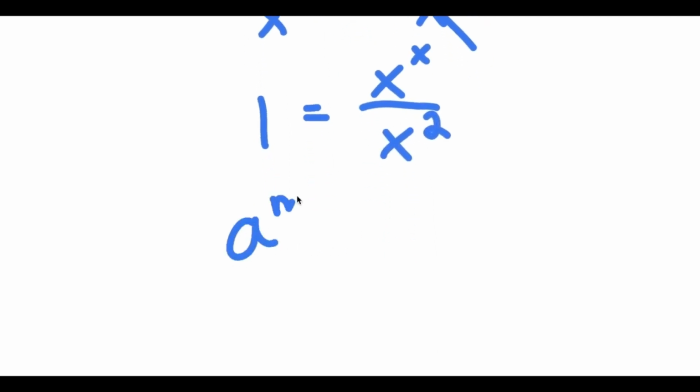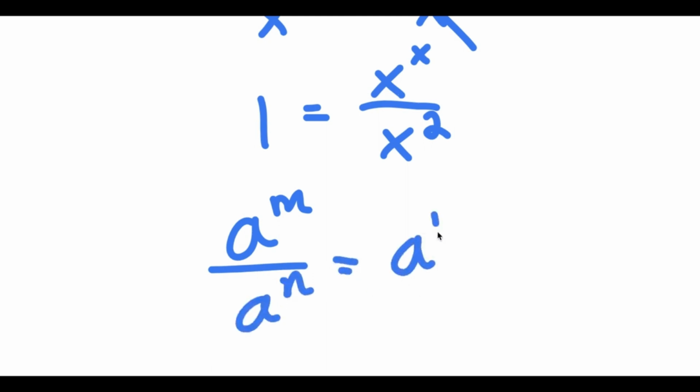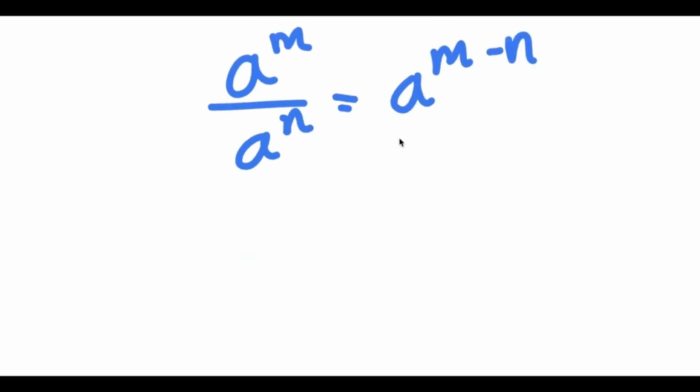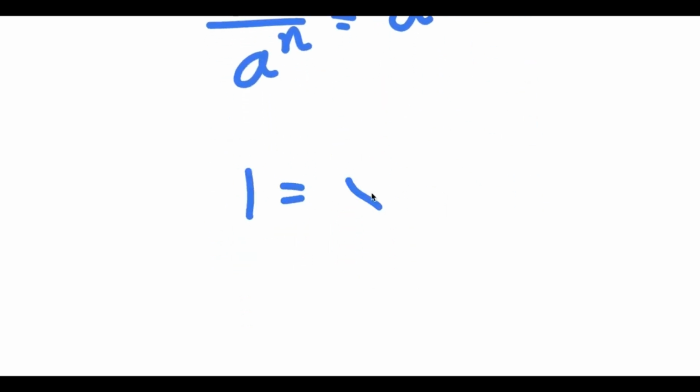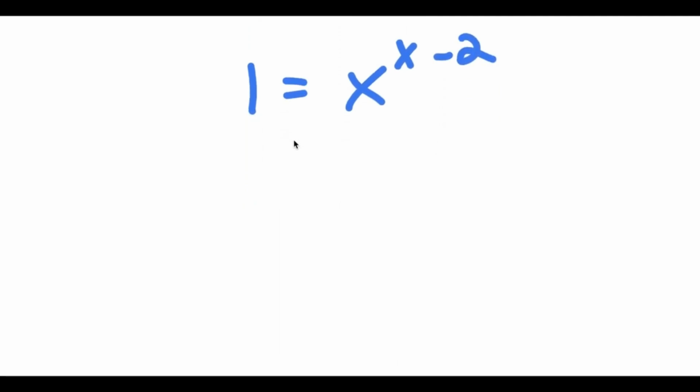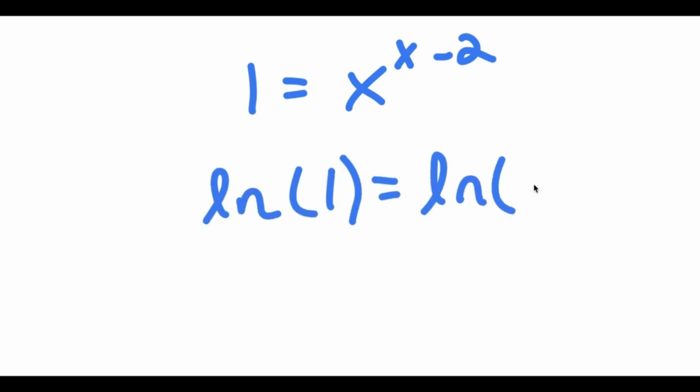Now if I have something from a to the power of m over a to the power of n, this is equal to a to the power of m minus n. So x to the power of x over x to the power of 2, this is going to equal x to the power of x minus 2. Now if I take the ln of both sides, I get ln of 1 is equal to ln of x to the power of x minus 2.